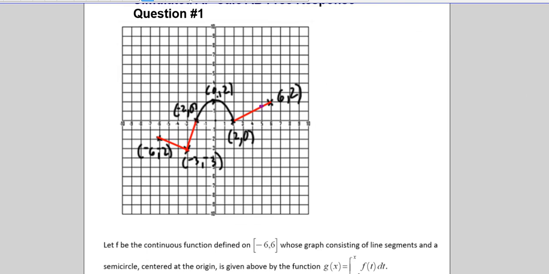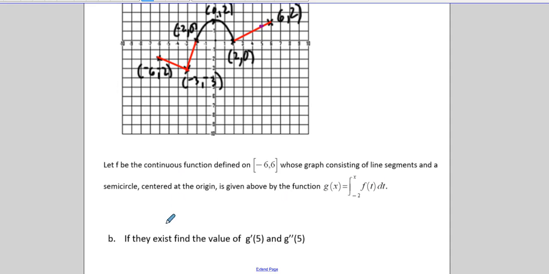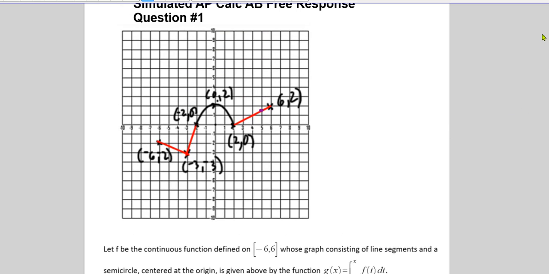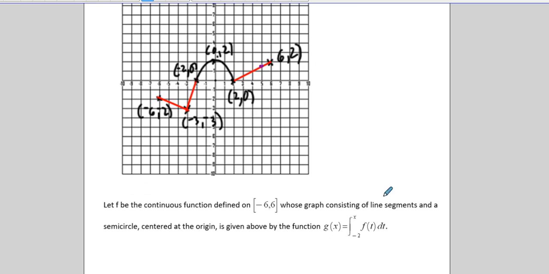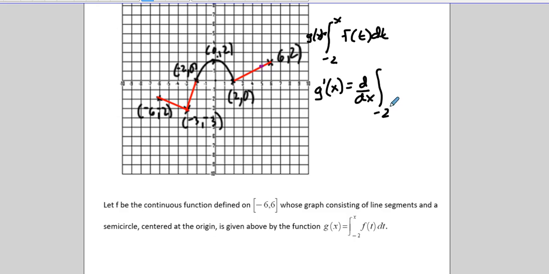Part B, I'm going to copy the graph so I can do it again. If they exist, find the value of g prime of 5 and g double prime of 5. Well, let's remember what our function is. Our function is an accumulation function. I'm going to write it here again. It's the integral from -2 to x of f of t dt. This is how g of x is defined. So g prime of x is the derivative with respect to x of the integral from -2 to x of f of t dt.